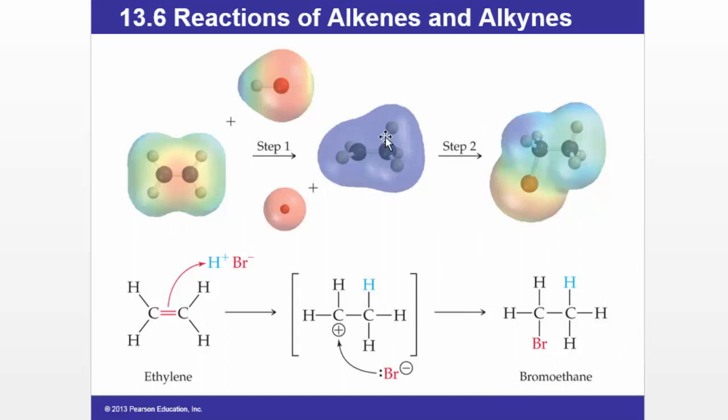So this is the mechanism, two steps, step 1 and step 2. In step 1, the double bond abstracts the proton here to form a carbocation. This is called generation of the carbocation, then attack of the nucleophile to form the product.